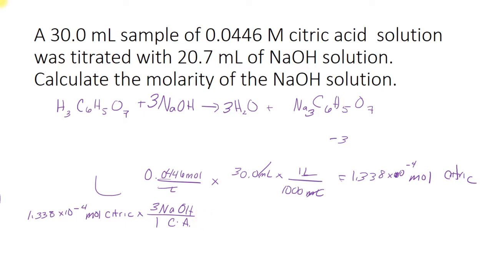Okay. So we take that number and we multiply by 3 and we get 4.014 times 10 raised to the negative 3 moles. And then we got to divide by the volume of the NaOH because that's what we're trying to find. And it's got to be in liters. So our answer is 0.1939. And that's molar or moles per liter.